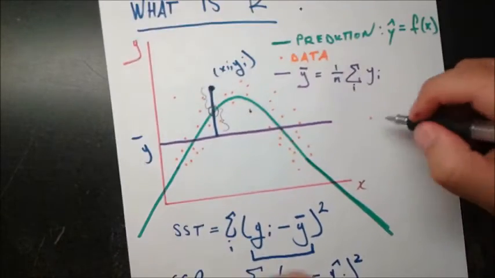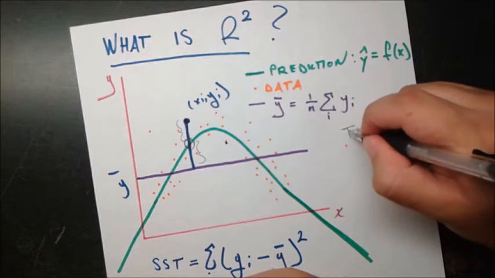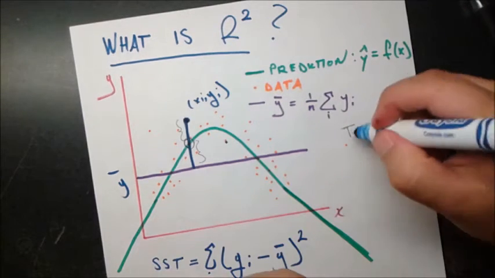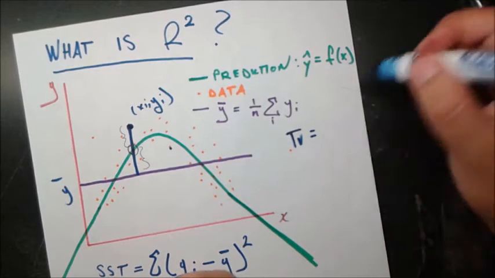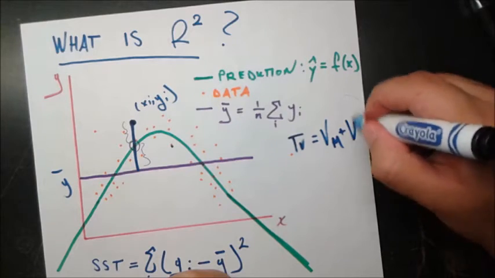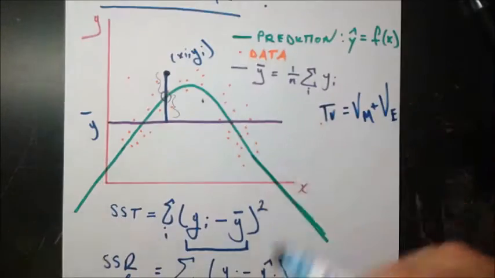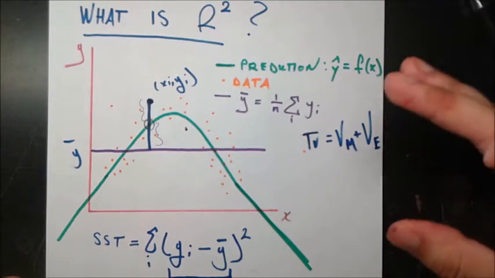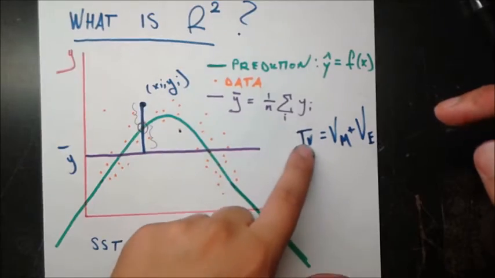So we see right off the bat that if we have the total variation, let's do a very simple formula here. Total variation, I'll do this in marker. Total variation is equal to variation explained by the model plus the variation we have in the error. This is just a simple formula. It's not really part of the R squared. It's just trying to get us to understand where this total variation is coming from.